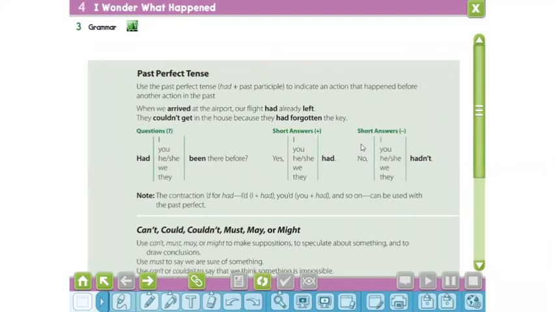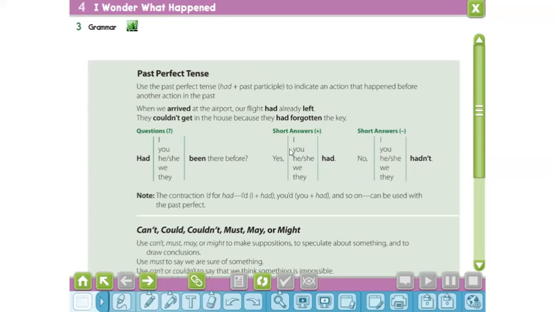We have got positive statement, negative statement, and question forms. So, had I been there before? Yes, I had. And that's the short answer in the positive statement. And the short answer in the negative statement, no, I hadn't, no, you hadn't, and so on. So, from these examples, we can find that we could form the past perfect from had, which is the auxiliary verb, plus verb 3. One more time. So, how to form the sentence in the past perfect? Had plus verb 3.